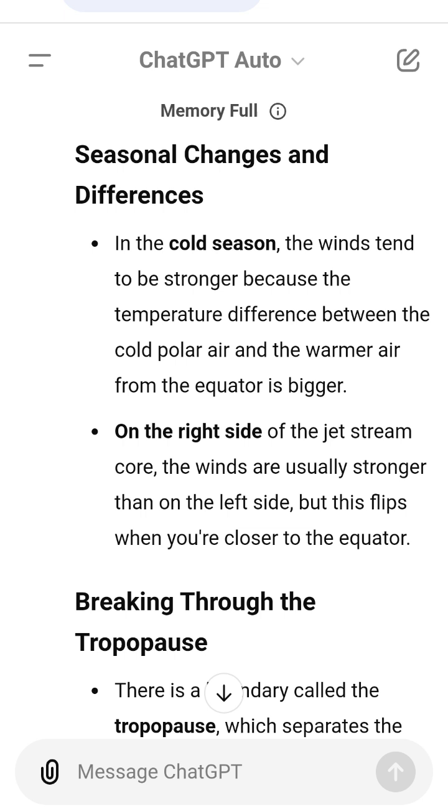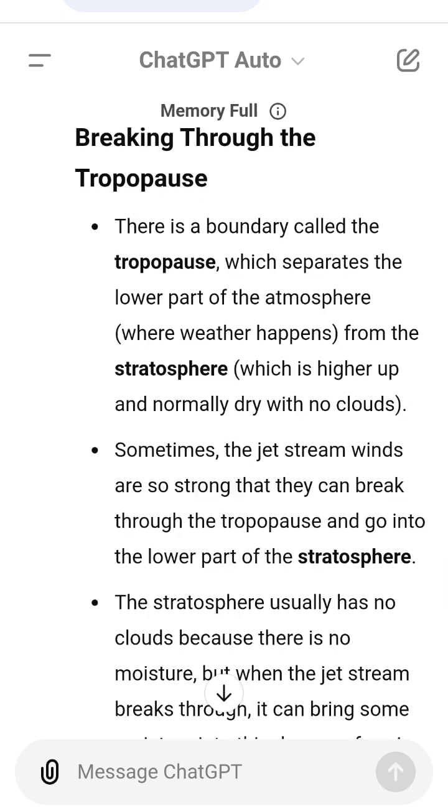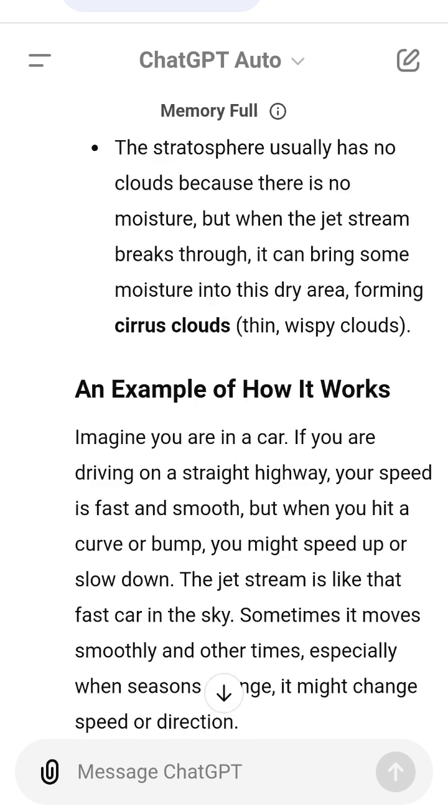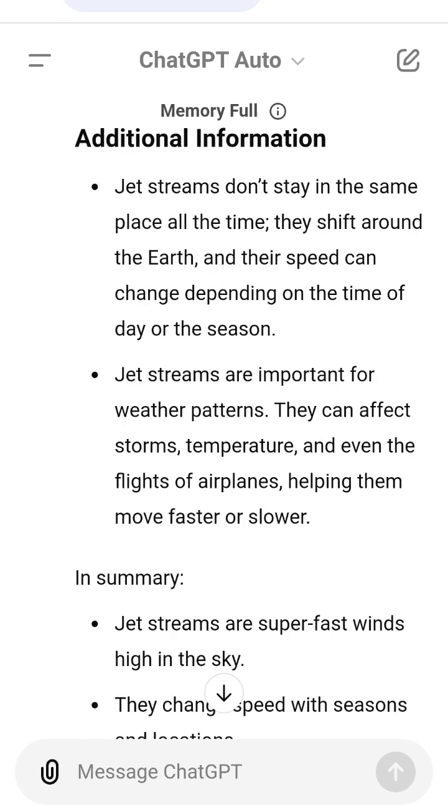In summary, jet streams are super fast winds high in the sky. They change speed with seasons and locations. They can sometimes bring moisture into areas where clouds don't usually form. 2 main types are polar front jet, near the poles, and subtropical jet, closer to the equator.